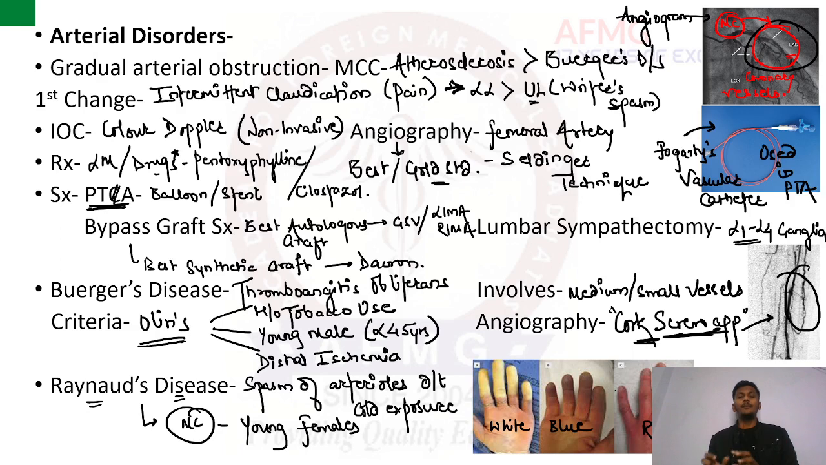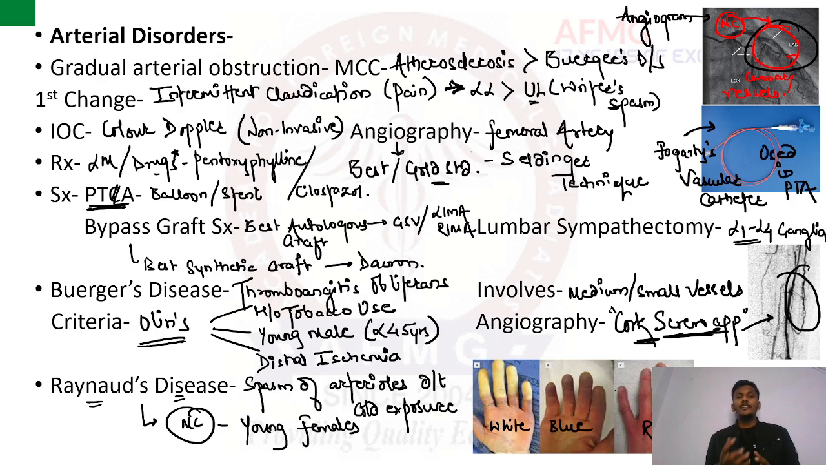And by critical limb ischemia we mean that the leg or the hand, whatever it is, the affected part will certainly undergo gangrene. This is known as critical limb ischemia, and finally the patient will land up in gangrene. Gangrene is what? Gangrene is necrosis of the affected part, along with putrefaction. I hope this is fine.